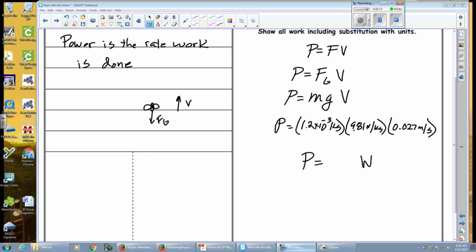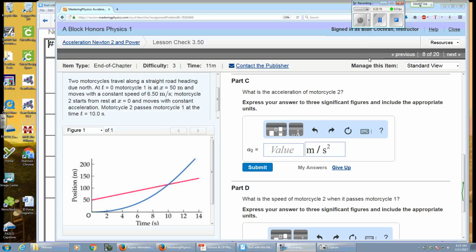Didn't work. Let me try it. All right, we're going to do number 8. Just part C and D? Yeah. Oh, sure. Yeah, that's a piece of cake.